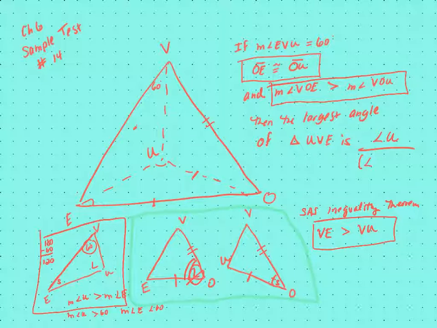I should say you should actually call it angle VUE, just to be more specific. I know in our little triangle it's easy to see where angle U is. In the big triangle we're referring to this angle right here.